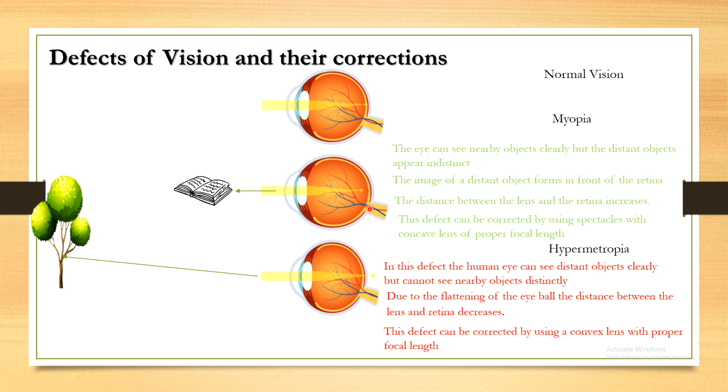So these are the two main defects of the eye that we have just studied: myopia and hypermetropia.